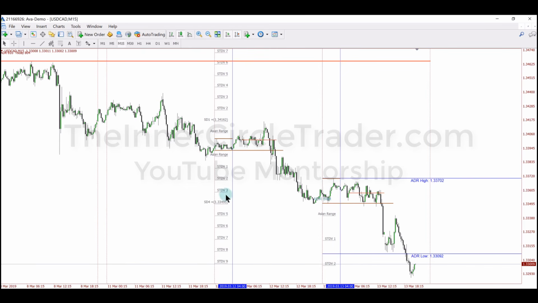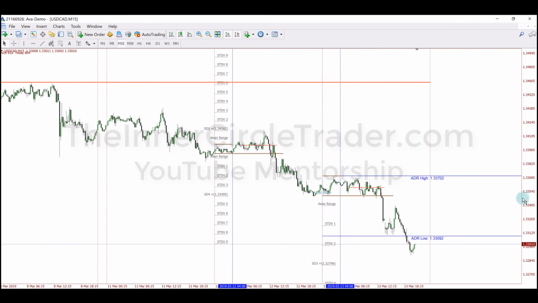The standard deviations here using the expansion, you can see that I was looking for standard deviation 4 on this particular day here. It's 133.49. The low comes in at 133.49. So it went one pipette below where I was looking for it to go, and created the low of the day. Here, again, same thing. I was looking for standard deviation number 3 on this day here, but I'm going to show you what I'm doing with this.